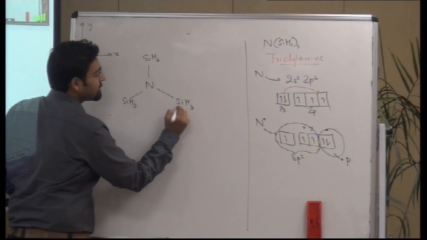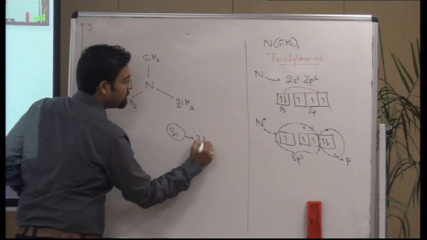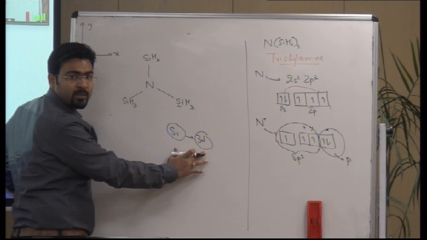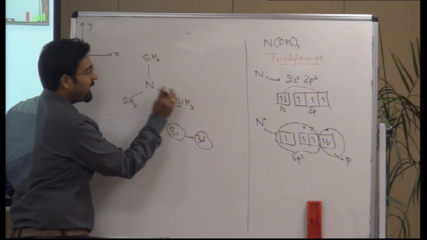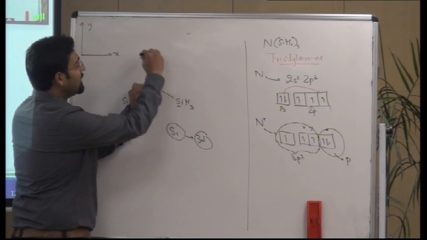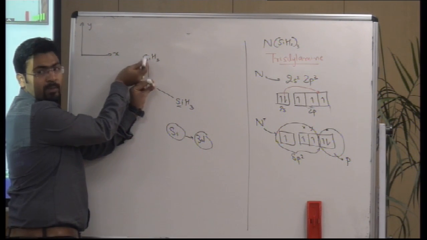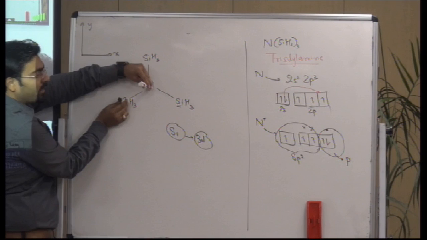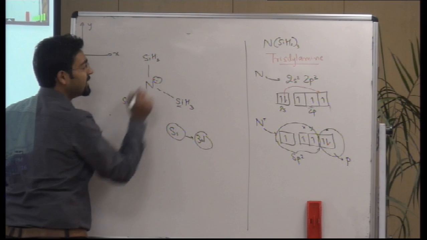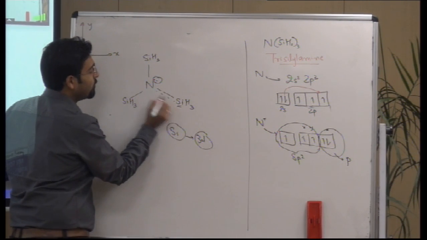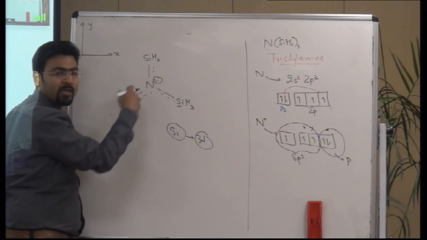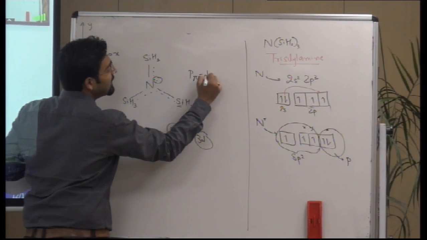Now if I talk about silicon, silicon has some 3d orbitals which are vacant. इसके पास 3d का orbital है जिसमें कोई भी electron नहीं है. So nitrogen has a lone pair and silicon has a vacant d orbital, so the two can form a pi bond. Similarly, this silicon has a vacant d orbital and the nitrogen has a lone pair, so the two can form a pi bond. Similarly for the third silicon. So this nitrogen's lone pair, which is present in the p orbital, will form pi bonds with each of the silicon atoms, and it will be a delocalization case. So they're forming p pi d pi bonds.